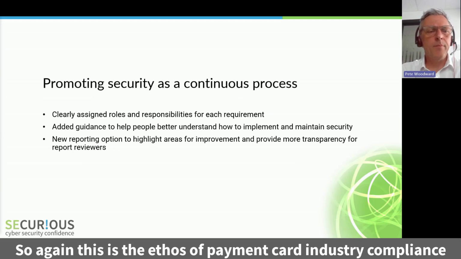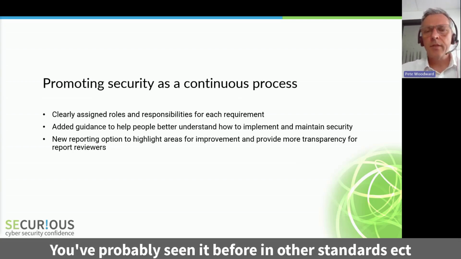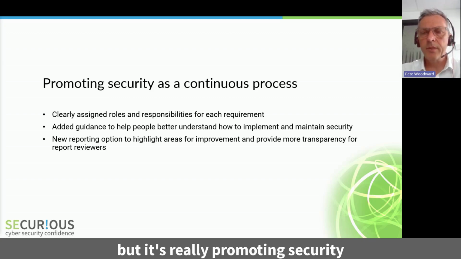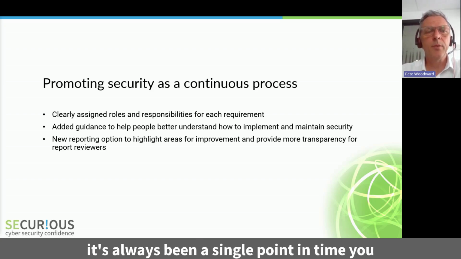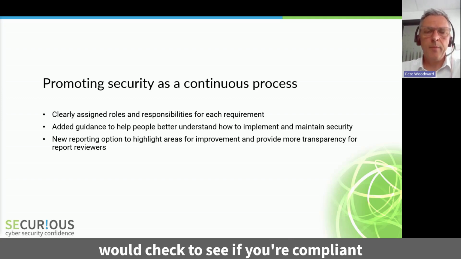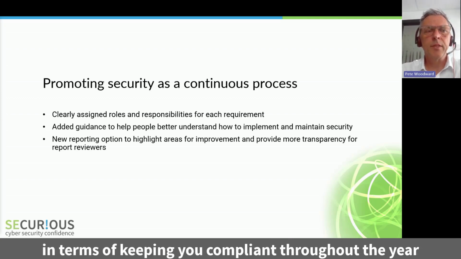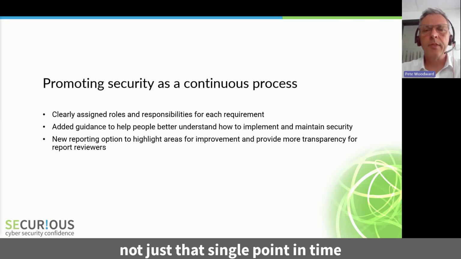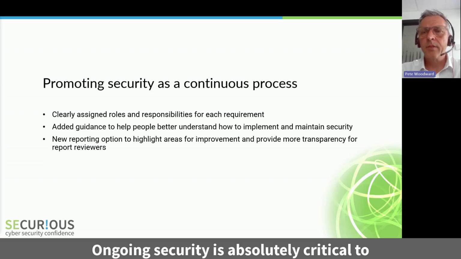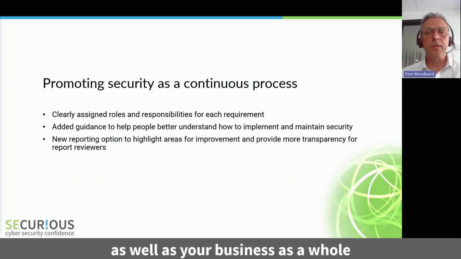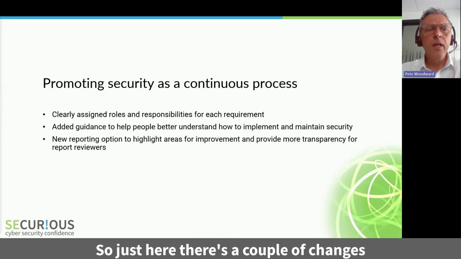So again, this is the ethos of payment card industry compliance. You've probably seen it before in other standards, but it's really promoting security now as a continuous process. It's always been an annual assessment, always been a single point in time where you would check to see if you're compliant. They're trying to change the landscape a little bit in terms of keeping you compliant throughout the year, not just that single point in time. And as we know, criminals never sleep. Ongoing security is absolutely critical to protecting your cardholder data, as well as your business as a whole.